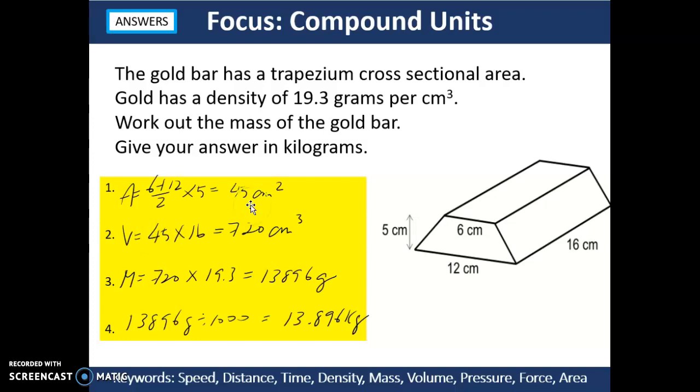Okay, same exact deal as before. You find yourself your front area, which is top plus bottom divided by 2 times your height, then times by the depth, and you get yourself your volume, which is this. Once you have that, you take that times by density, you get yourself a mass, and because you want it to be in kilograms, you divide by 1000, and there we go.